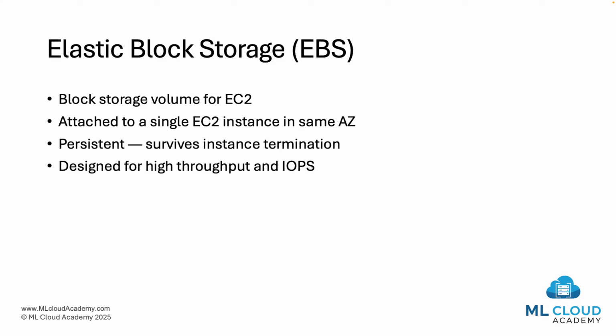EBS offers volume types optimized for performance, supporting demanding applications like large databases and analytics workloads. It can be used for snapshots and backups. So you can create a point-in-time snapshot of your volume, which is then stored in S3, and it can be restored or copied across regions.